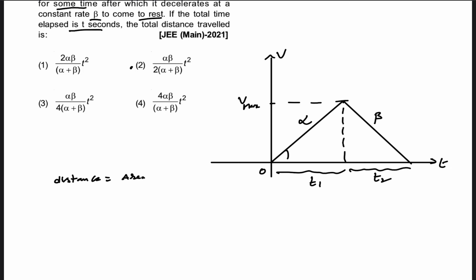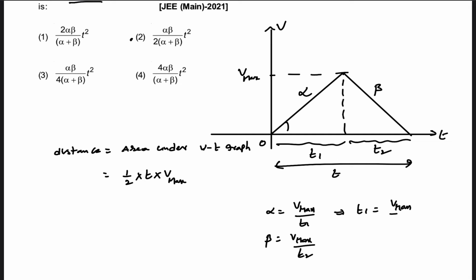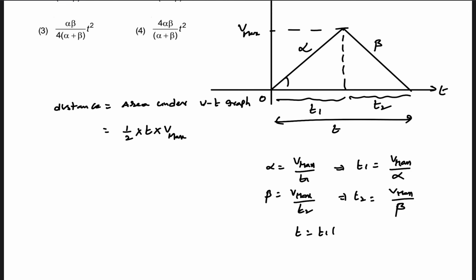I am calculating distance is equal to area under VT graph. Area under VT graph you can write half into base t1 plus t2, they have given t, into velocity v maximum value, but you don't know what is the maximum value. From the slope you can write alpha is equal to v maximum divided by t1 and beta is equal to v maximum divided by t2. From this we can write t1 is equal to v maximum divided by alpha and t2 is equal to v maximum divided by beta.